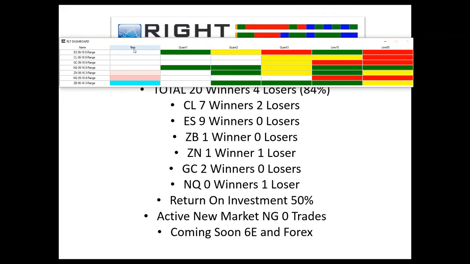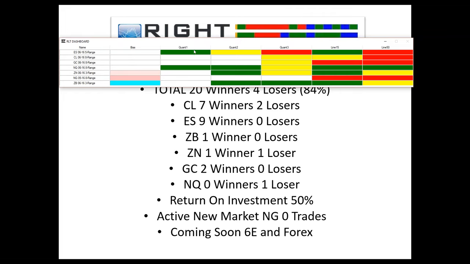But this row projects the background color of the market, or the bias. When it's dark pink, you know that you have an alignment of multiple time frames to the downside. When it's dark green, I can't show it to you in action, you know you have multiple time frames aligned to the upside.